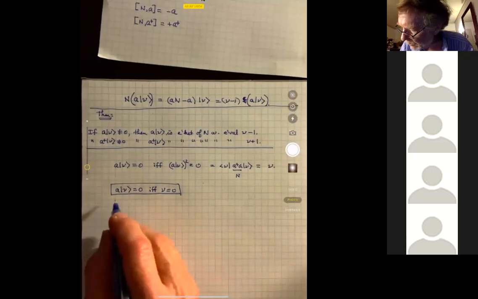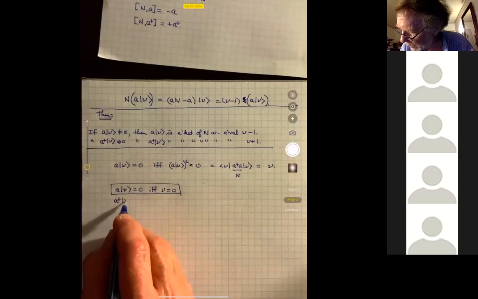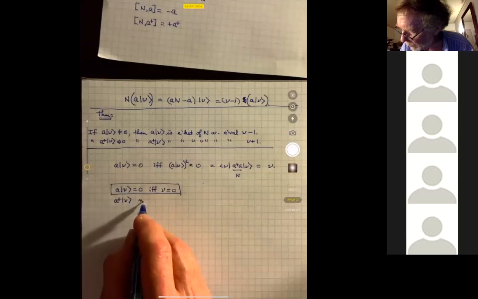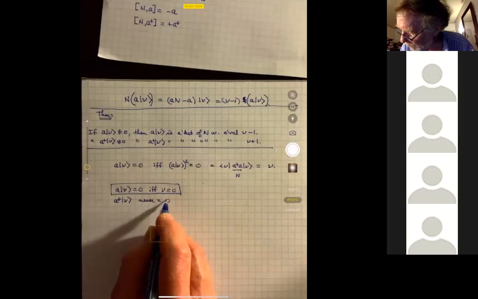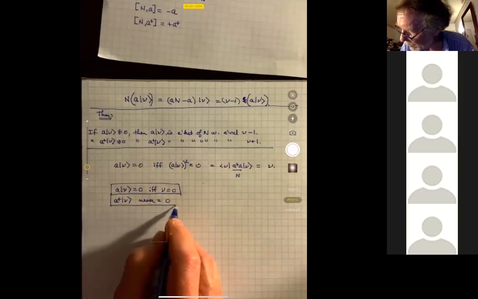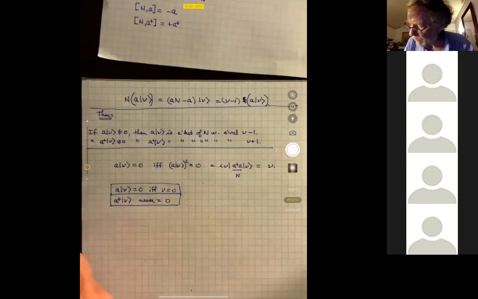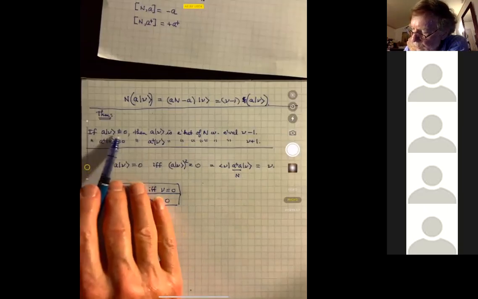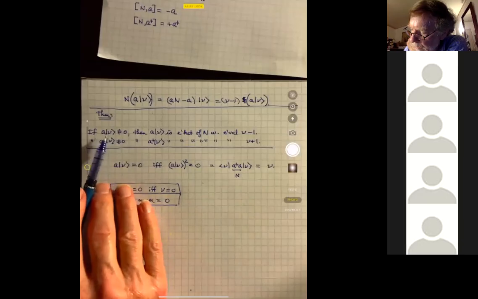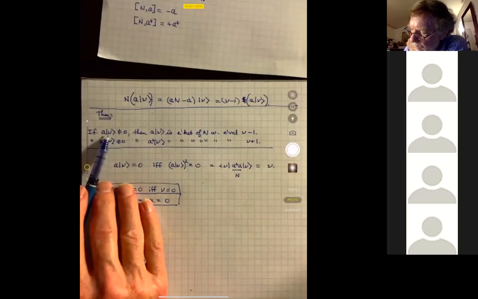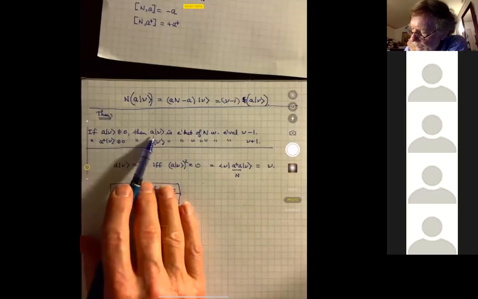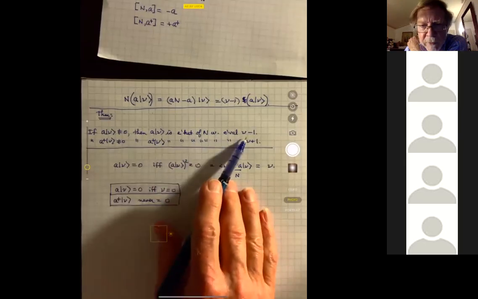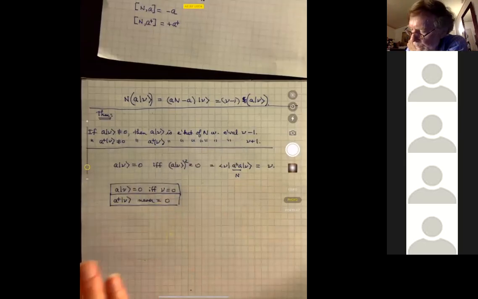If you do a similar analysis of A dagger, what you find is that A dagger nu is never equal to 0. It's always non-zero. This is assuming that nu itself is a normalized eigenstate of the N operator. In view of this A nu statement up here, we can reformulate the theorem up above in the following way. We can say that if nu is not equal to 0, then A nu is an eigenket of N with eigenvalue nu minus 1. Let's state it that way.